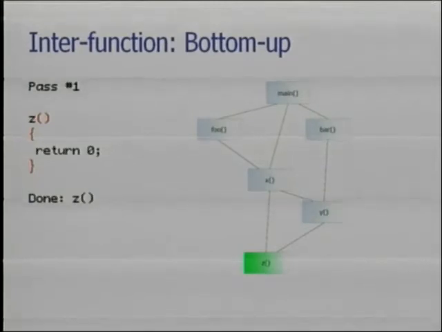Finally, z returns something. It's the leaf node. It doesn't call anything else. So we have an idea of, based on some kind of input, what the return is going to be, and we create this expression. Z is now solved. So we can cache z. We can cache this expression for z.